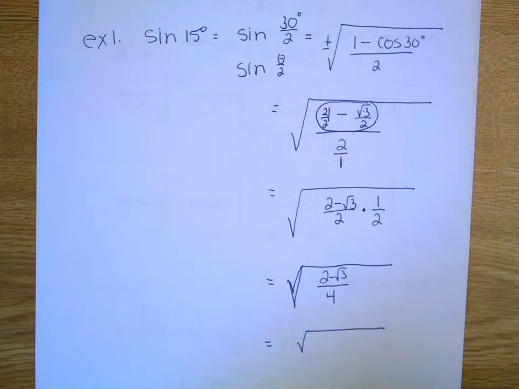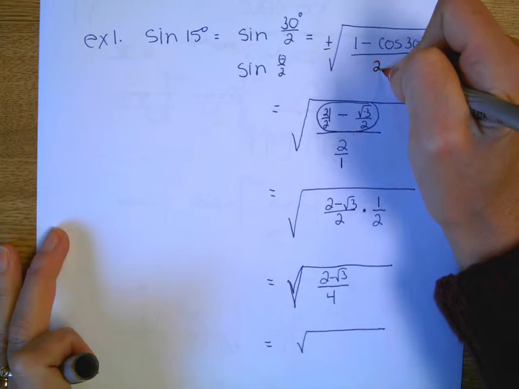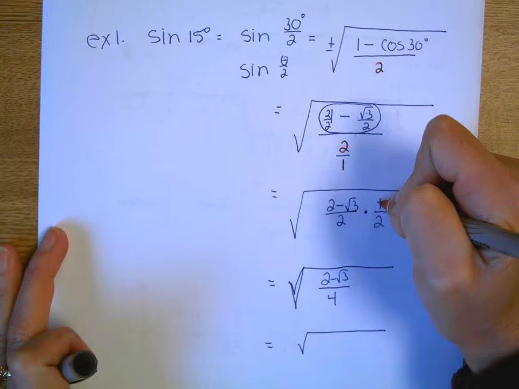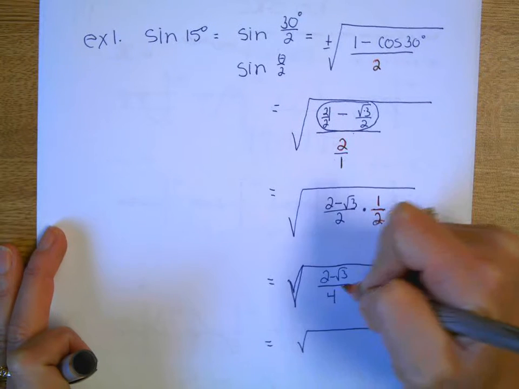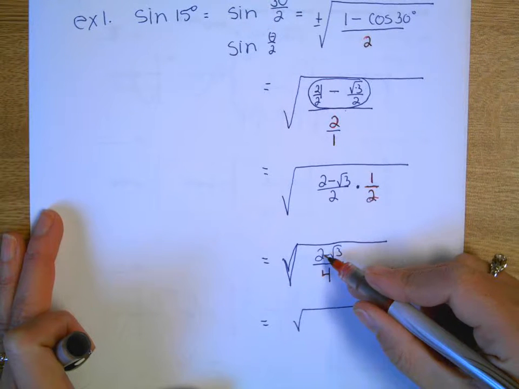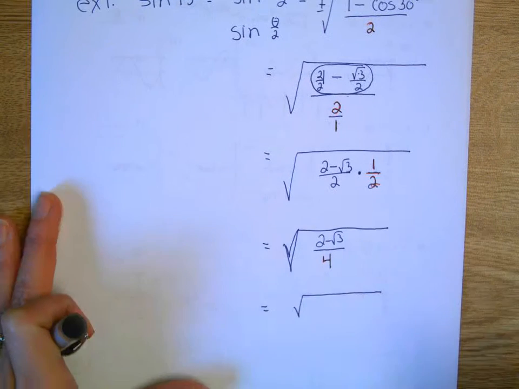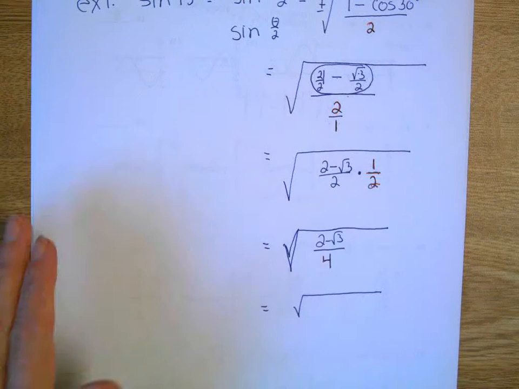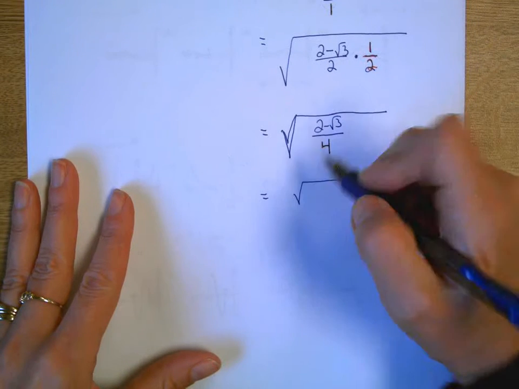I'll do that. Can I cancel the 4 into each other? No, they cannot because of the minus sign. They're holding hands here. I can't cancel off 1. Okay, so the top is going to stay 2 minus square root of 3.